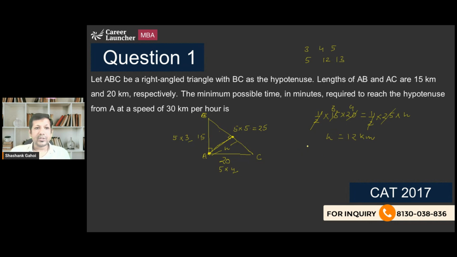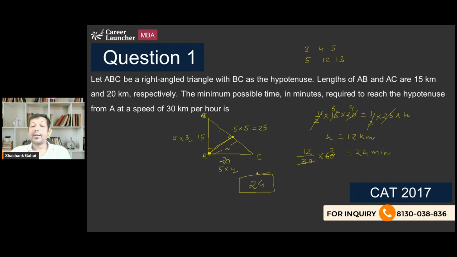Okay, so how much time are we talking about? Our total time is going to be, distance is 12, speed is 30. So 12 upon 30 hours. If I multiply it by 60, what am I going to get? That is going to be 24 minutes. And my answer to this question is going to be 24.